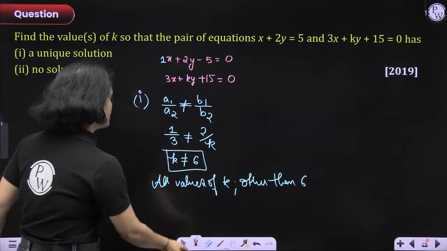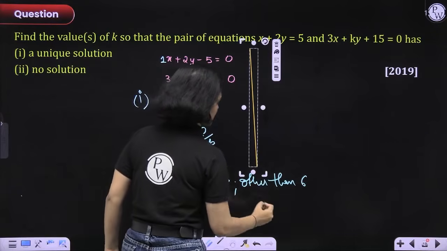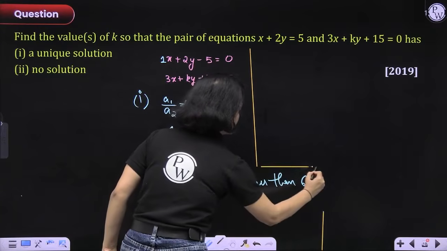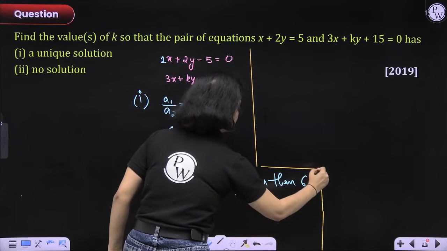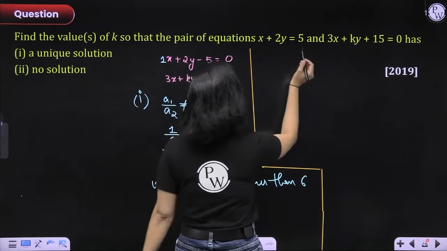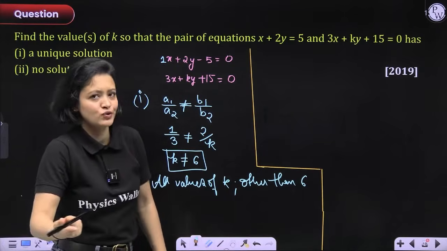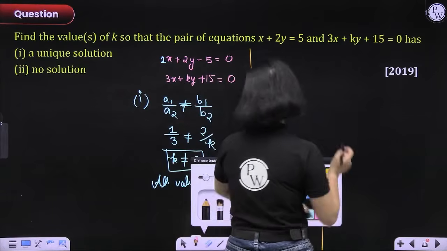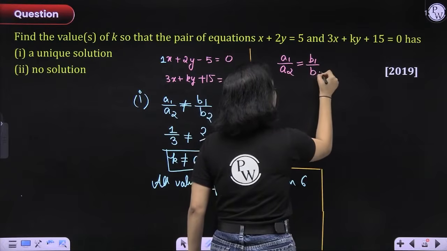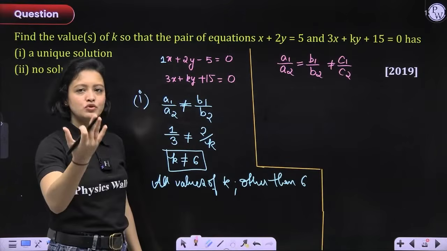Okay, ji. Let's go for no solution, everyone. Okay? Chalo. No solution, everyone. So for no solution, what do you need to do? A1 by A2 should be equals to B1 by B2, but that should not be equals to C1 by C2, right, everyone? So yes, let's do that. So A1 by A2 should be equals to B1 by B2, but this should not be equals to C1 by C2, right, everyone? So let's take A1 by A2 is equals to B1 by B2 first.